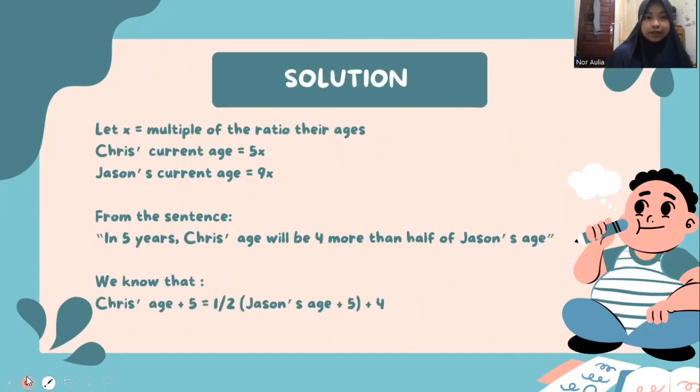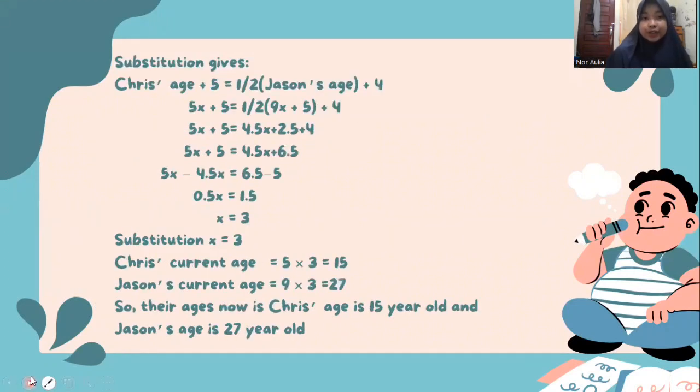So the solution: let x be the multiplier of the ratio of their ages. Chris' age is 5x and Jason's current age is 9x. From the sentence, in 5 years, Chris' age will be 4 more than half of Jason's age. So Chris' age plus 5 equals half of Jason's age plus 5, plus 4. Substituting the givens: 5x plus 5 equals a half times (9x plus 5) plus 4.